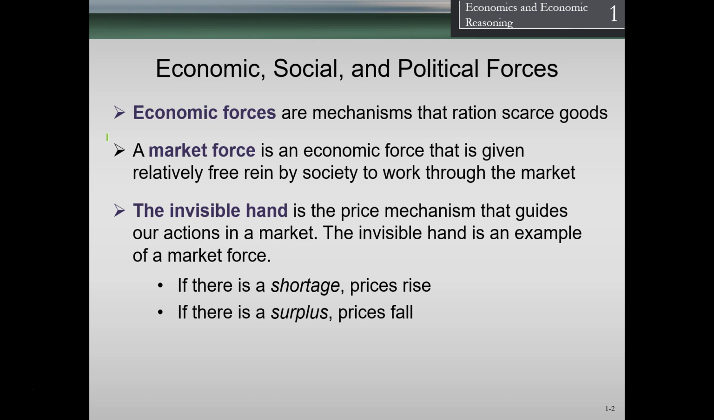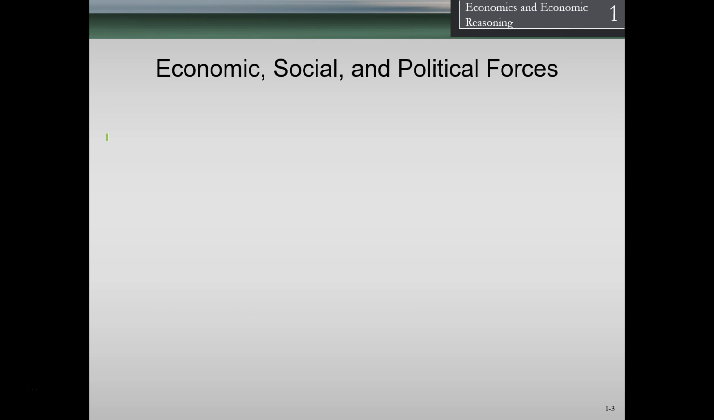If there's a surplus, meaning we happen to have more of a particular good than is desired for whatever reason, then prices are going to fall. And if prices fall, then people are going to demand more. That's how we typically think that people will react to prices rising and falling. There could be exceptions. There will be exceptions to the rule, and we can discuss those as we go. But that's basically a market force that's going to self-regulate within a market.